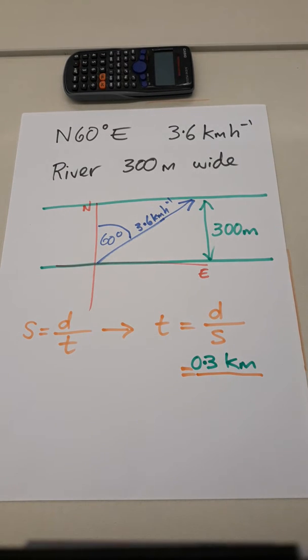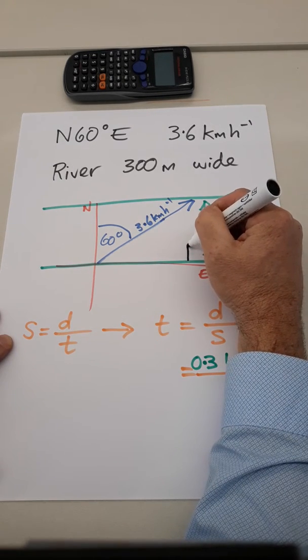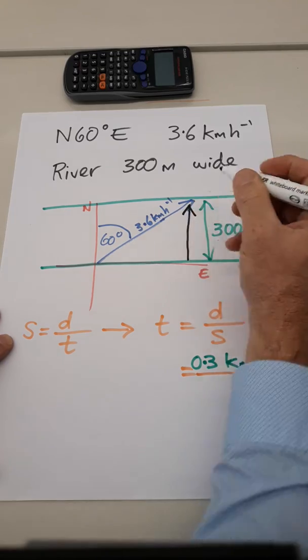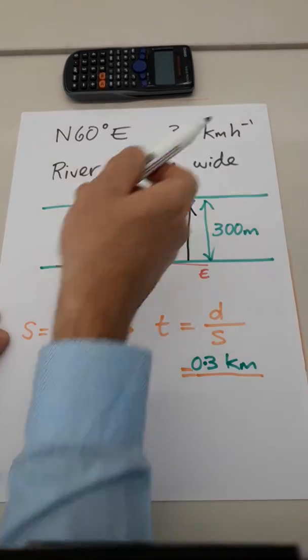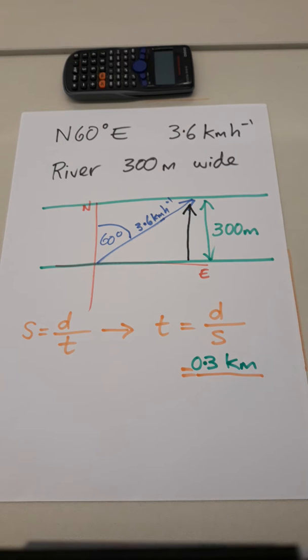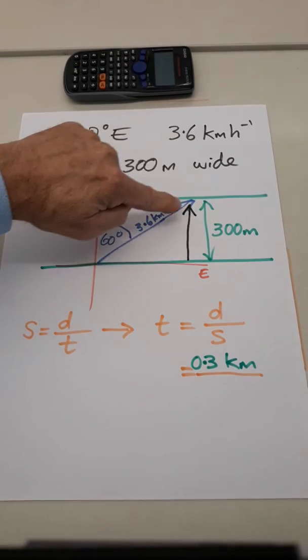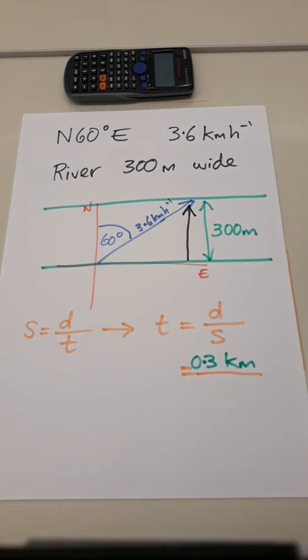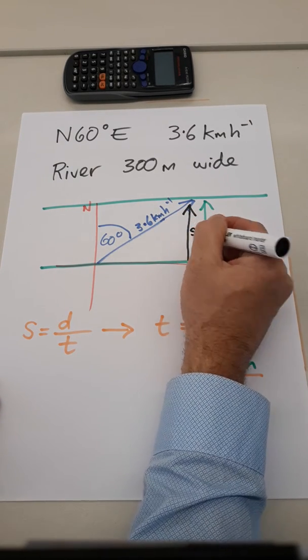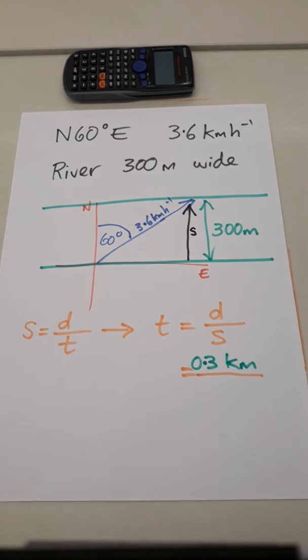And the speed, that's the thing that we've got to work out here in terms of the vector. So we need the speed that's going in that direction. But they've given us the speed at the angle north 60 east. So how much of that blue vector is going in that vertical direction? That's the question. Because that's the S that's going to go underneath here. What is that speed?